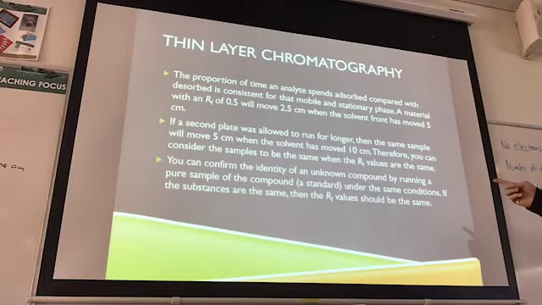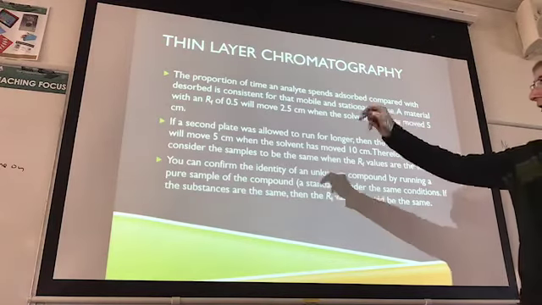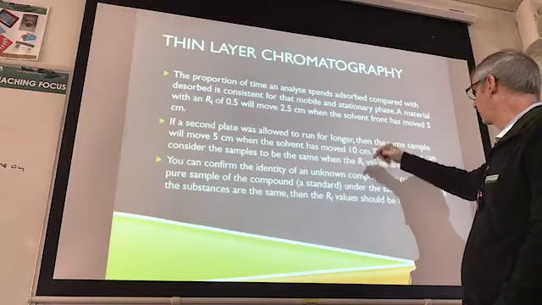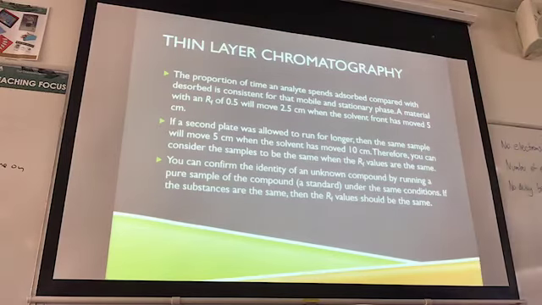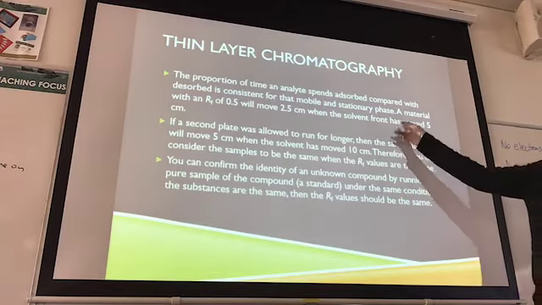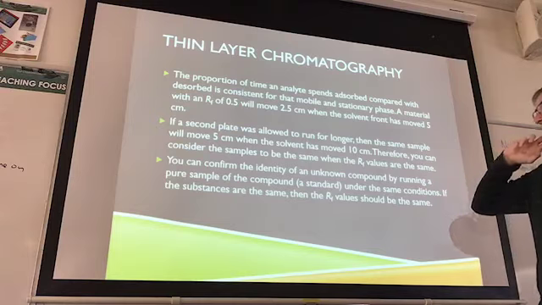So, for example, if you've got an RF of 0.5, it'll move 2.5 centimetres when the solvent front has moved 5 centimetres. But if you set up another plate with the same stationary phase and mobile phase, and you leave it for longer, then it might move 5 centimetres, which tells you that the solvent front will move 10 centimetres, because the RF value will be the same regardless of how long or how far you've left it for.